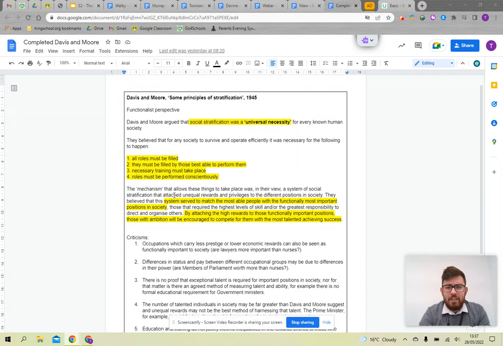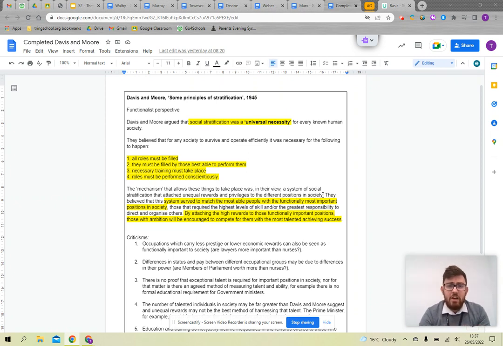So, basically, all of this section is talking about why it's important that these things happen. The mechanism that allows these things to take place was, in their view, a system of social stratification that attached unequal rewards and privileges to the different positions in society.